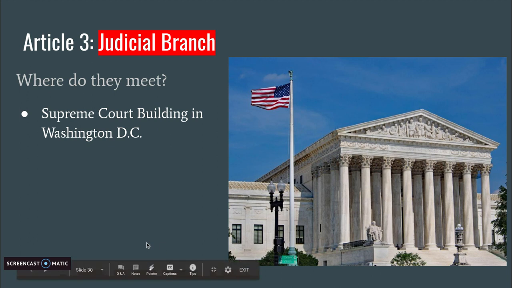Okay, so here's my discussion on the judicial branch of the United States government. Let me know if you have any questions. Now you can go complete the rest of your notes over the three branches of government.